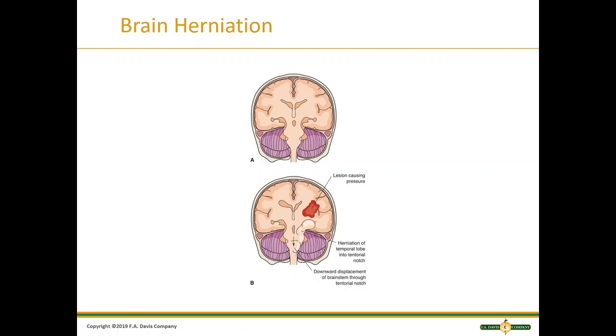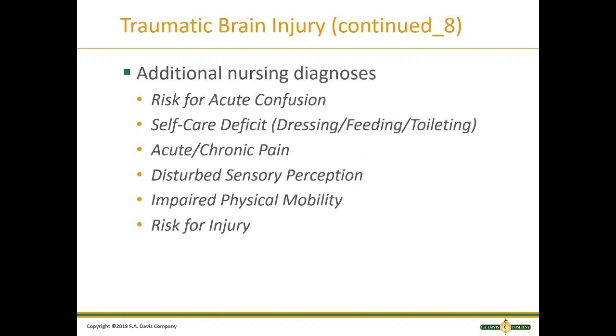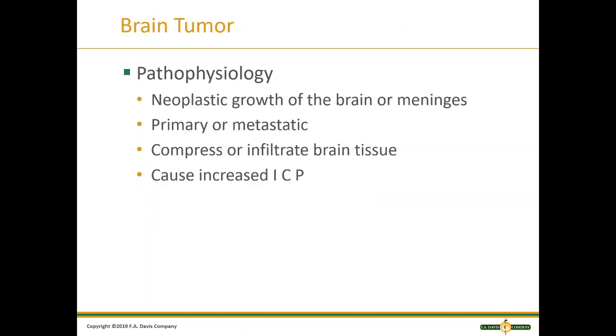So this is also on page 1017, 48.6. Nursing diagnosis: ineffective cerebral tissue perfusion. These are your options here. Airway, yes. Additional brain injuries: risk for acute confusion, acute chronic pain, impaired physical mobility. These are additional nursing diagnoses.